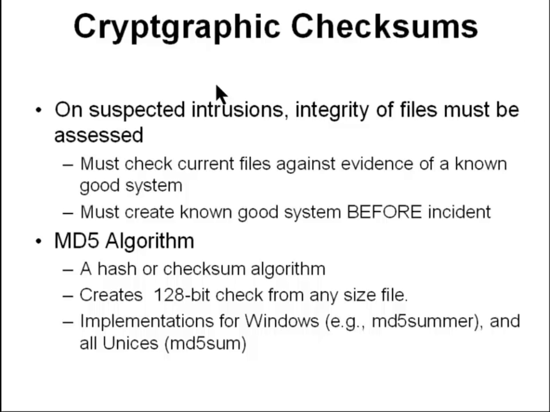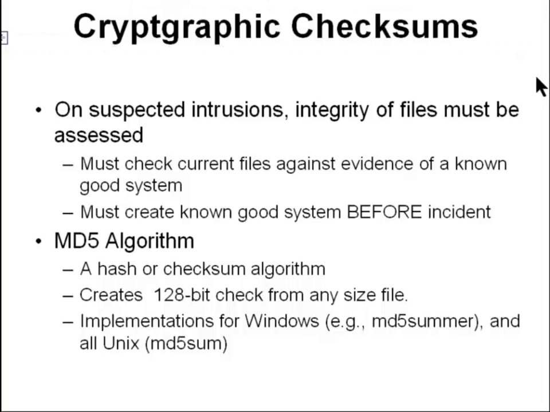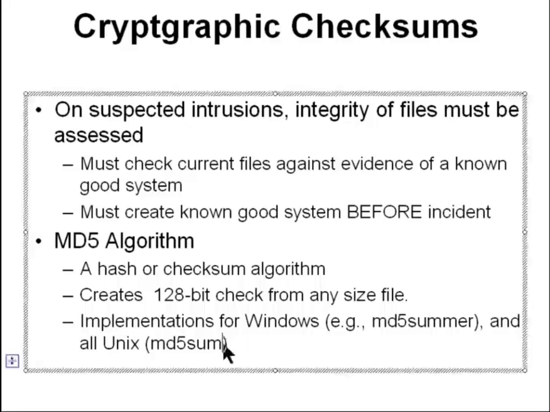So one of the most often used checksums is the Message Digest 5 algorithm. It's a hash or checksum, a cryptographic one-way hash. It's 128-bit in size, so it's a very, very large number. And there are implementations for Windows as well as for Unix. For any of those who've used Linux or any version of Unix, you know that there's something called MD5 sum.